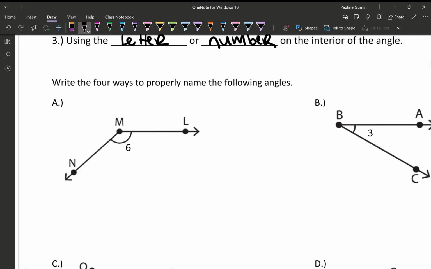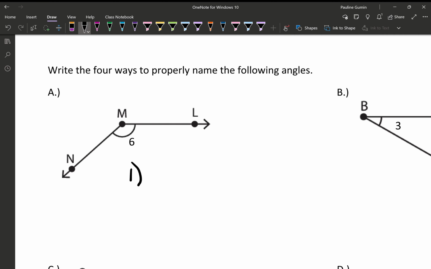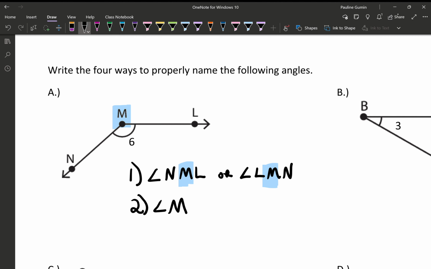Let's check it out. Letter A. Here's the first way, and this is where we use three letters. We can call it angle NML, or we can call it LMN. We want to make sure that this M, this vertex, is in the middle. Next, we could just use the vertex, angle M. And the last way is the interior angle, which is 6 on the inside, angle 6.